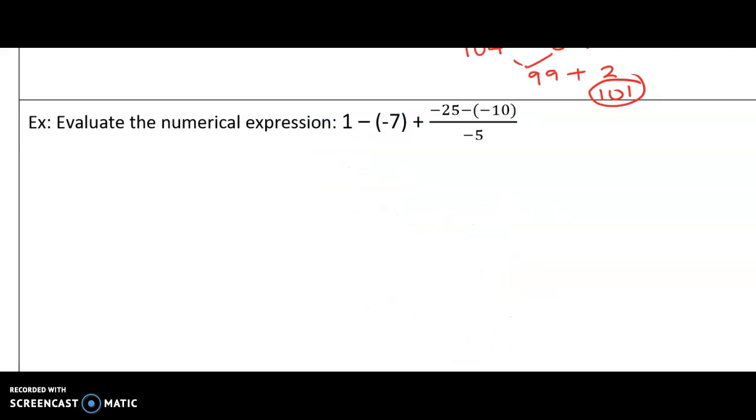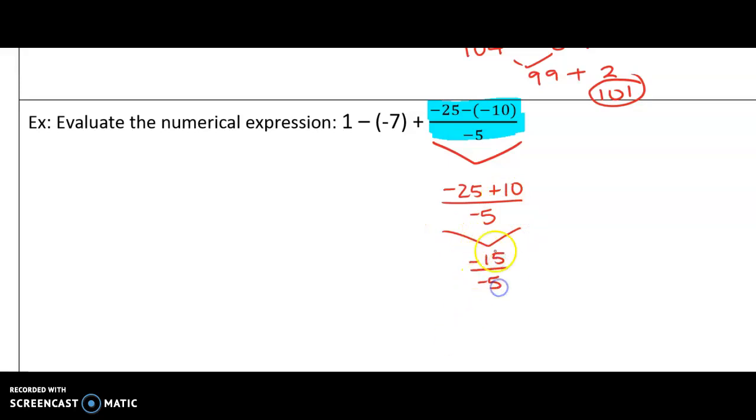My next example, I'm going to take a look at this part right here. We have that fraction bar. So we're going to deal with the fraction bar first. And we're just going to leave this alone over here. So let's do negative 25 minus negative 10, which means plus positive 10, over negative 5. And if I do negative 25 plus 10, that would give me negative 15 over negative 5. And if I do negative 15 divided by negative 5, that will give me a positive 3.